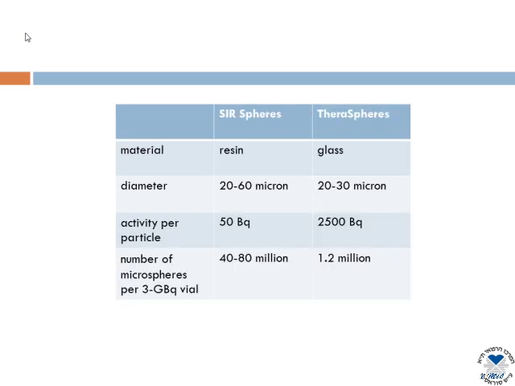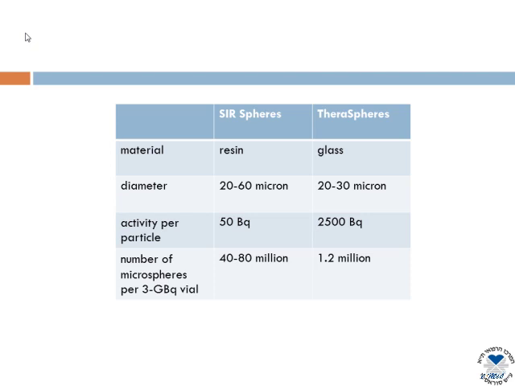There are two agents currently available. One is Serospheres, which is available in Israel. Terospheres is not here yet, but it's available in the States. The difference are that Serospheres are from resin, and they come from Australia. Terospheres come from Canada, and they're from glass. The sizes of the beads are more or less the same.